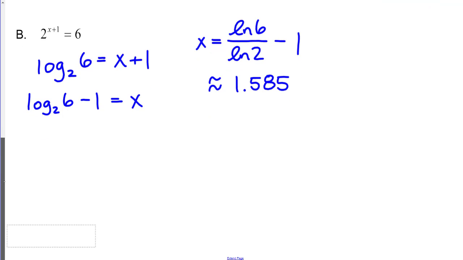All right, and I've got one more example here for this type. 3 to the 2 minus x equals 5 to the 2x plus 1. Now, this kind is a little bit longer algebraically, but it's really not any more difficult.